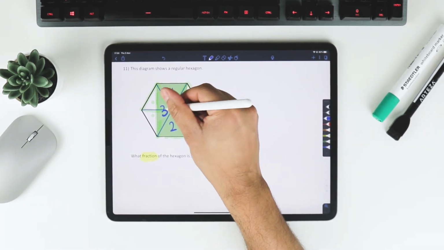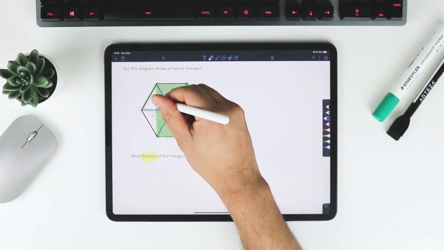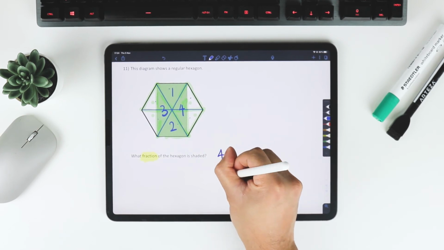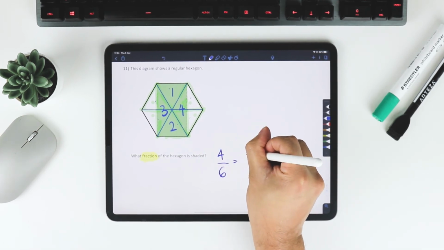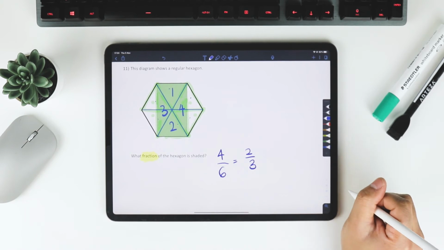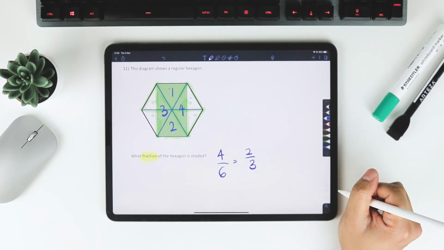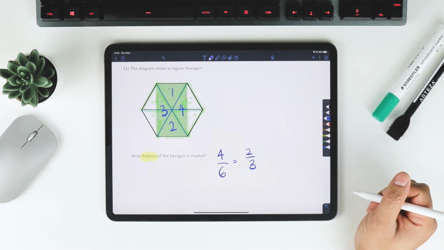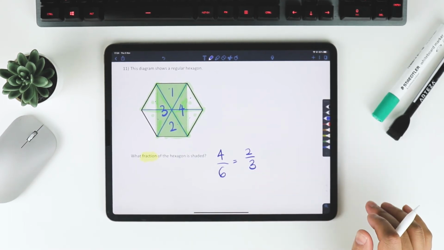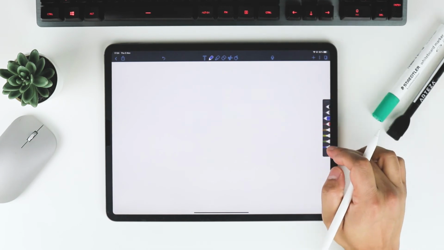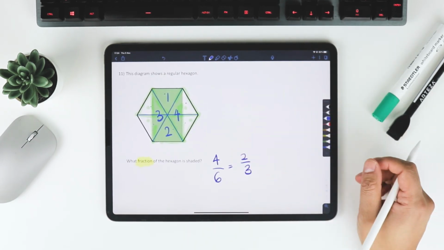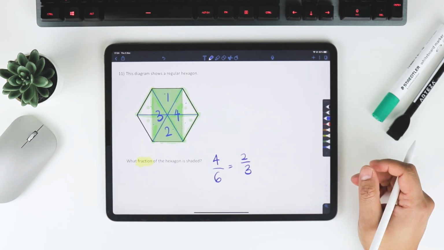So 4 whole triangles out of 1, 2, 3, 4, 5, 6 triangles. And so what fraction is shaded? 2/3 of the hexagon is shaded in this question. Hope that made sense. That's quite a quick question, actually. It's one of the final questions, if not the final question. And so, final question of this paper, question 11, wasn't so tricky.